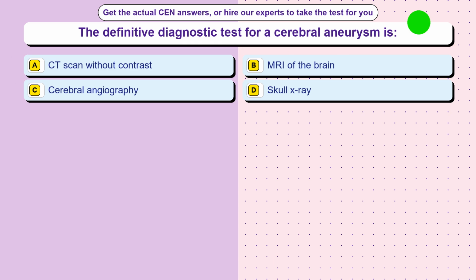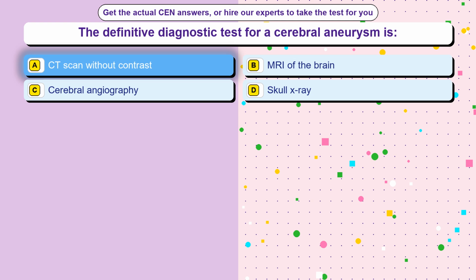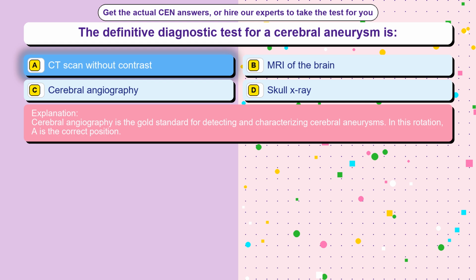Question 45. The definitive diagnostic test for a cerebral aneurysm is: Option A, CT scan without contrast. Option B, MRI of the brain. Option C, cerebral angiography. Option D, skull X-ray. The correct answer is option A, CT scan without contrast. Cerebral angiography is the gold standard for detecting and characterizing cerebral aneurysms. In this rotation, A is the correct position.